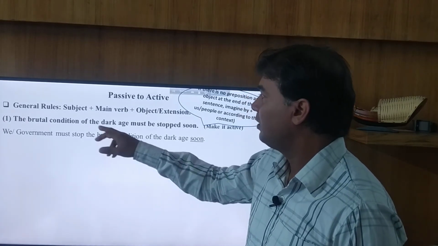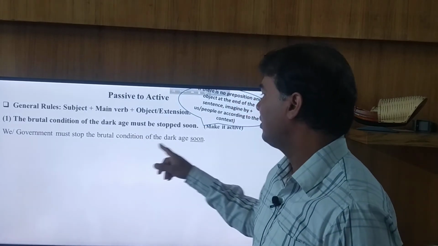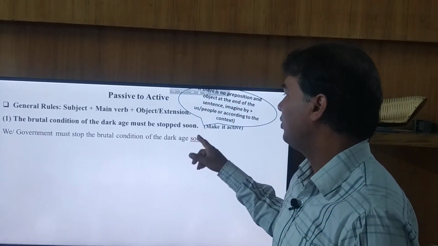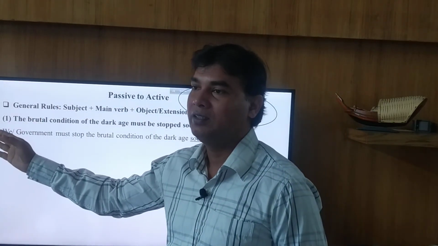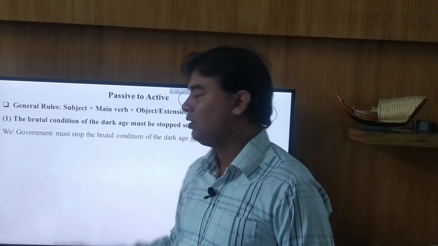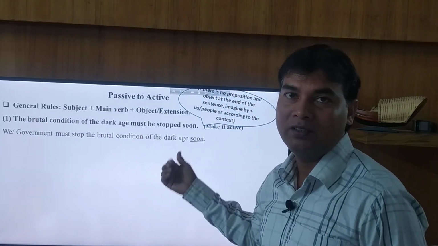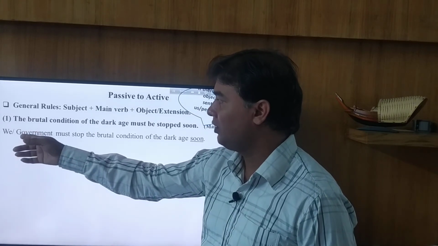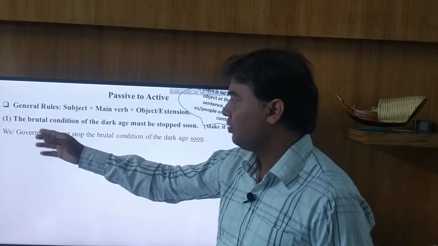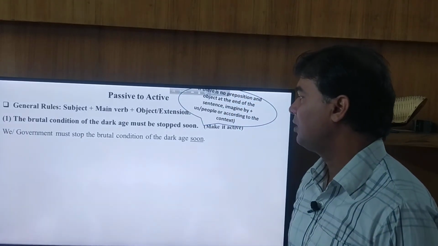Okay. Then the object is the brutal condition of the dark age, and soon is an adverb, so you can use it at the end of the sentence or at the beginning of the sentence. So once again I am going to tell it. The answer is, we or the government must stop the brutal condition of the dark age soon.